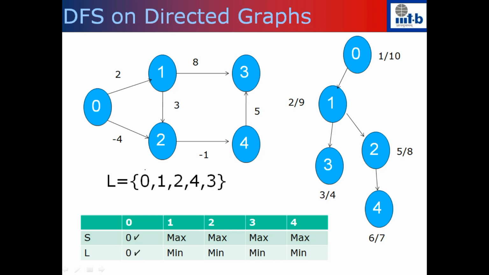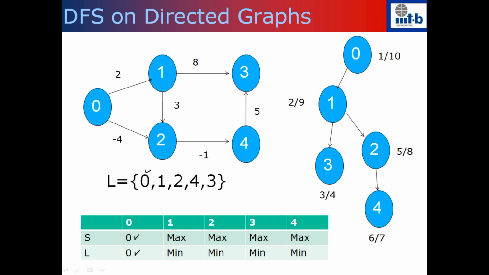Now I take the first vertex here in the list, which is 0, and then relax the edges which are outgoing from here. So when I relax the edge 0 to 1, what happens is that the longest path and the shortest path to 1 will become 2. The longest path to 2 will become minus 4. Both the longest path as well as the shortest path will become minus 4.